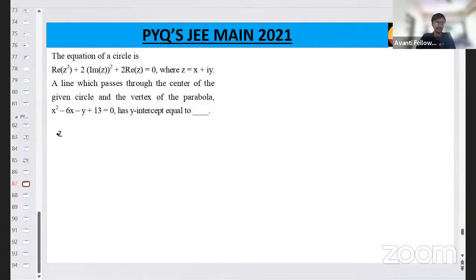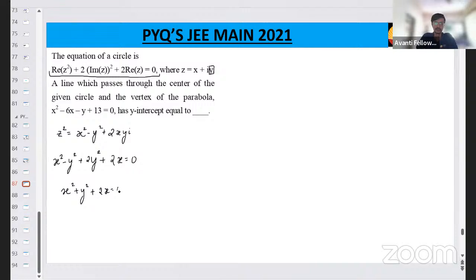x plus iy. So what will be z square? It will be x square minus y square plus 2xyi. We saw this in the last question. So real part of z square. Now I'm using this equation. Real part of z square is x square minus y square, plus 2 times imaginary part of z the whole square. The imaginary part of z is y, so 2y square, plus 2 real part of z. Real part of z is x, equals 0. So we got the equation of the circle: x square plus y square plus 2x equals 0.